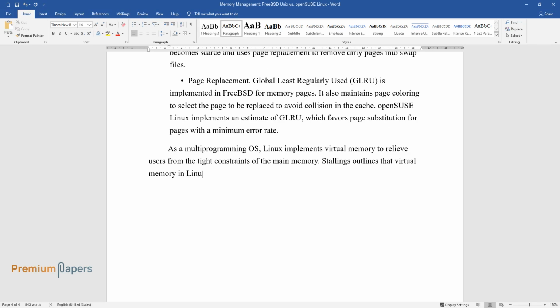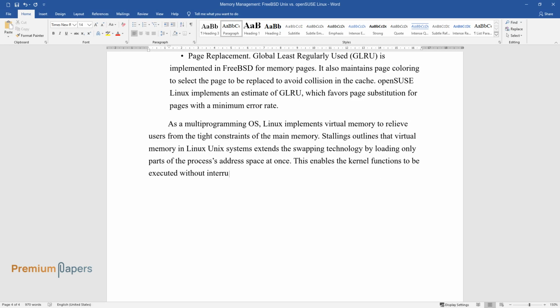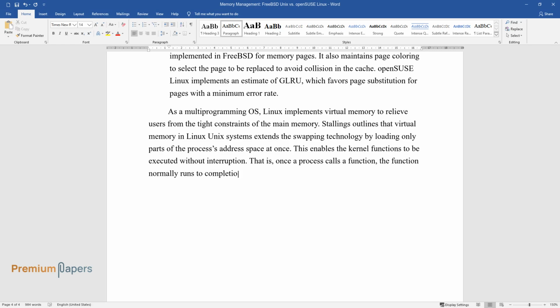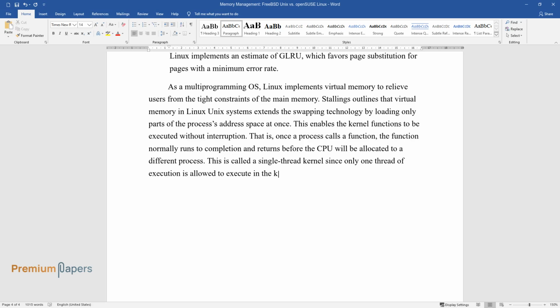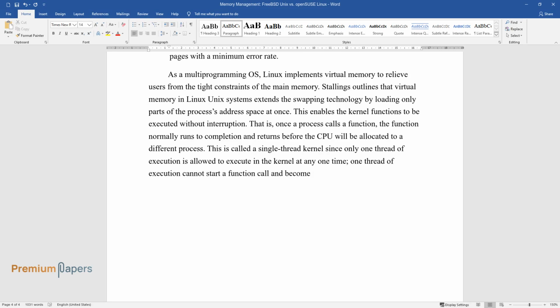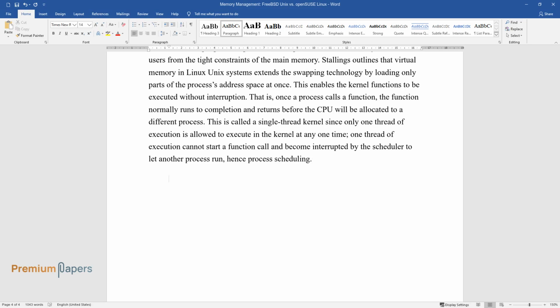Stallings outlines that virtual memory in Linux Unix systems extends the swapping technology by loading only parts of the process's address space at once. This enables the kernel functions to be executed without interruption. That is, once a process calls a function, the function normally runs to completion and returns before the CPU will be allocated to a different process. This is called a single-thread kernel since only one thread of execution is allowed to execute in the kernel at any one time. One thread of execution cannot start a function call and become interrupted by the scheduler to let another process run, hence process scheduling.